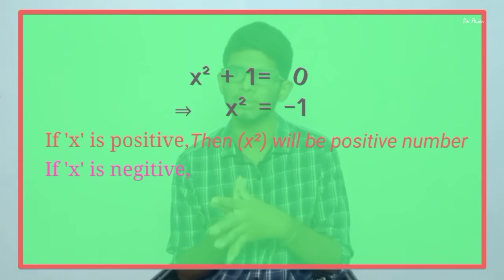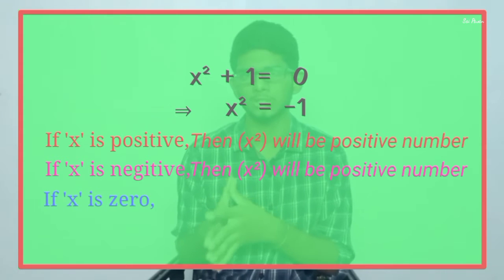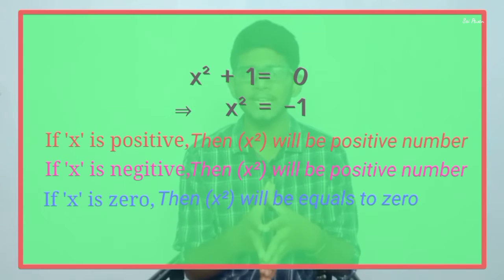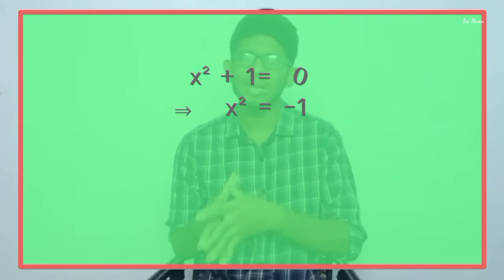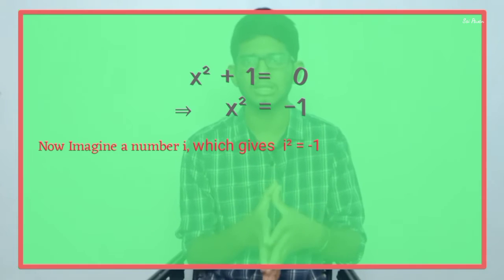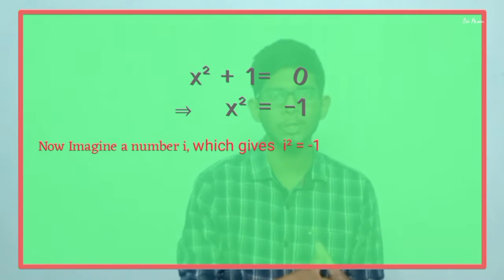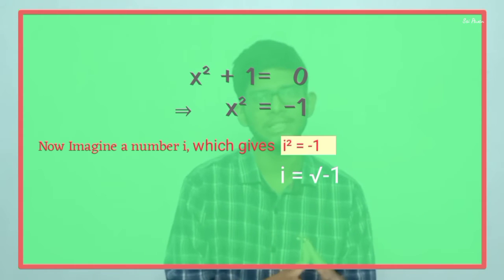Let's put x as a negative number. The square of a negative number is also a positive number. Let's put 0 in the place of x, and 0 square is equal to 0. So there is no such case in real numbers where the square of a number is a negative number. So now imagine a number which gives a negative number when it is squared. You can't find any such number in real numbers, but just imagine the number. Now we have a strange number which we call i, which gives a negative number when it is squared. This i, which is equal to the root of minus 1, is a strange number which we can't find in our real number set. And this is how the concept of imaginary numbers is born.